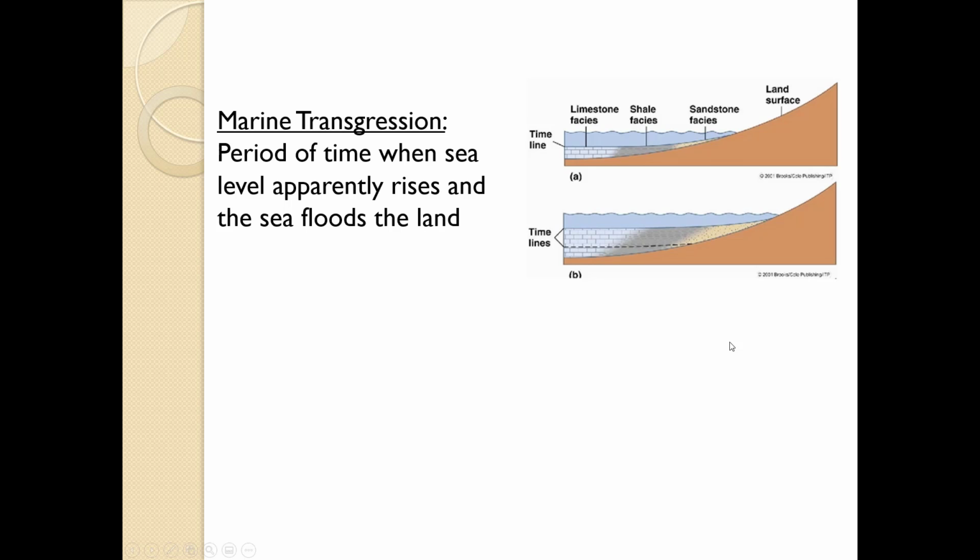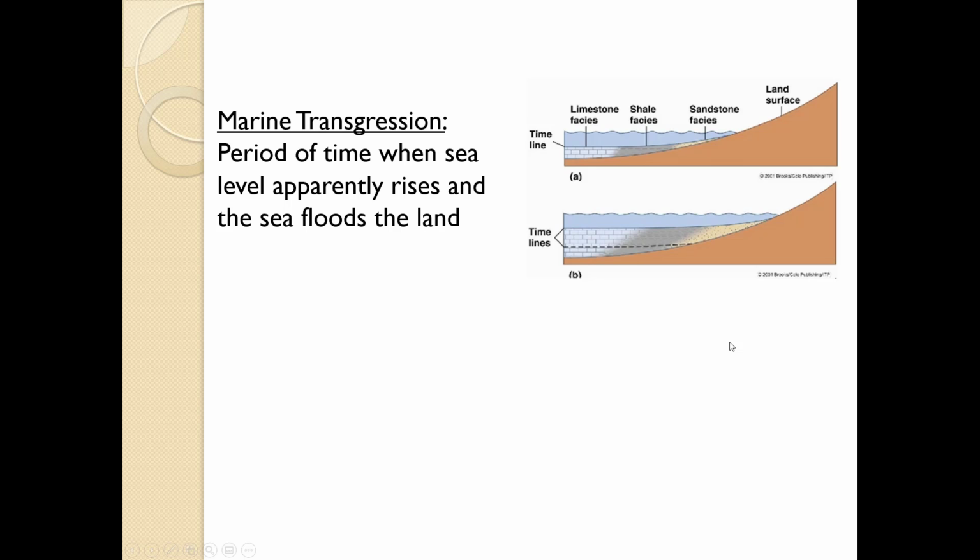So when we go back, that's what we look for to figure out what is a chronostratigraphic unit. So I mentioned on the last slide that it looks like between those two diagrams that sea level rose. So that's a concept called a marine transgression. It's when the sea apparently rises and floods the land. And so the sea transgresses over the earth. And that can occur over a period of time.